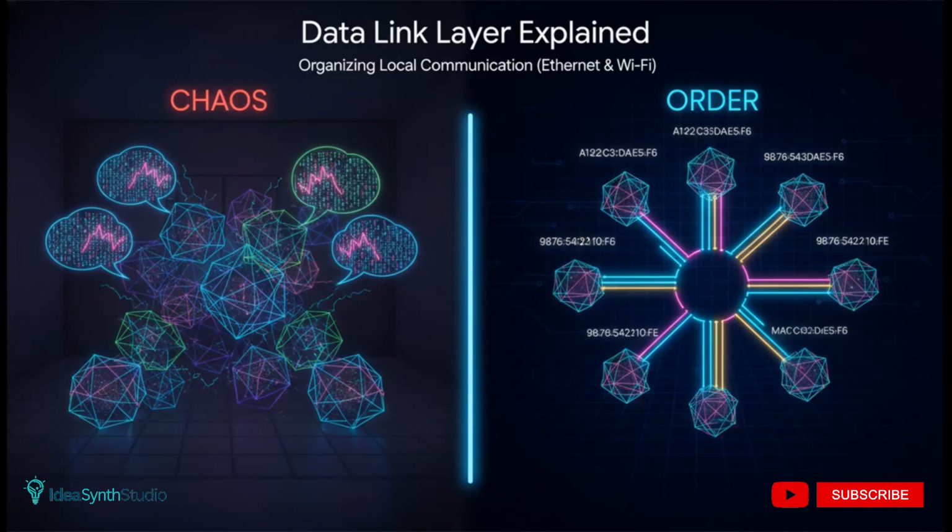So, here's the bottom line. Without the data link layer, your local network would be absolute chaos. Just imagine a room full of people all trying to talk at once, but nobody has a name. That's what it would be like. Layer 2 is the thing that gives every device a name. That's the MAC address, and it provides the rules for who gets to talk and when. It turns all that potential chaos into orderly, efficient communication.